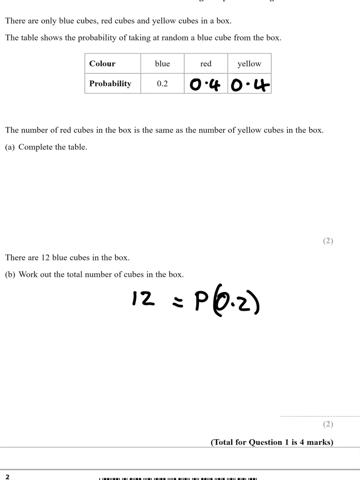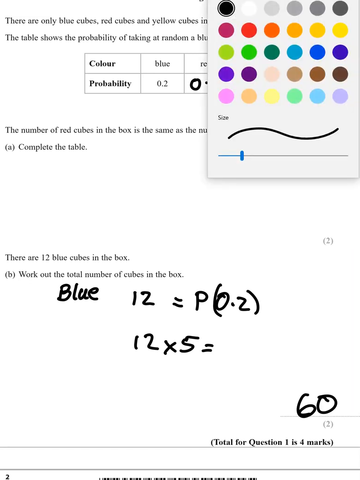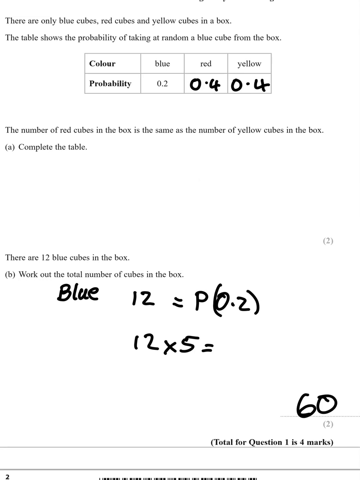Total number of cubes in the box, well, 0.2 is a fifth, so we just need to do 12 times 5, because 1/5, and we need the total, which is 60. That's question 1. Always a good start. Right. Next, we need to go down the screen.